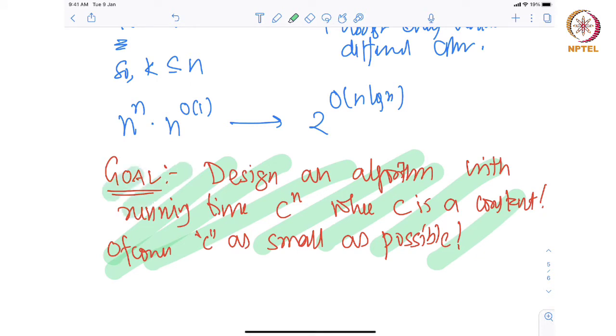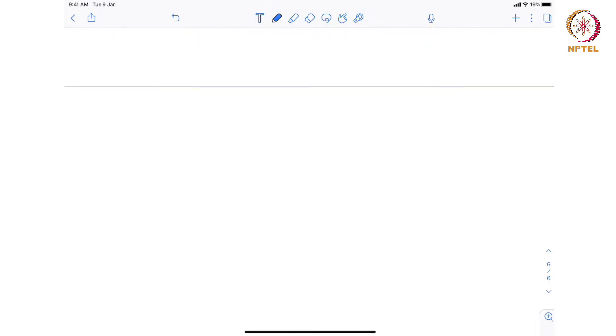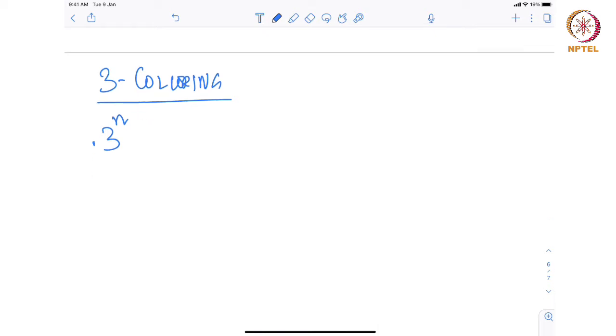Okay. So just to give you a motivation, let's start with 3-coloring. I want to assign from 1 to 3 and I want to do better than 3 to the power n, because the trivial algorithm is 3 to the power n and the question is, can we do better than 3 to the power n? Okay. So now let us look at a valid coloring. A valid f is an assignment to 1 to 3.